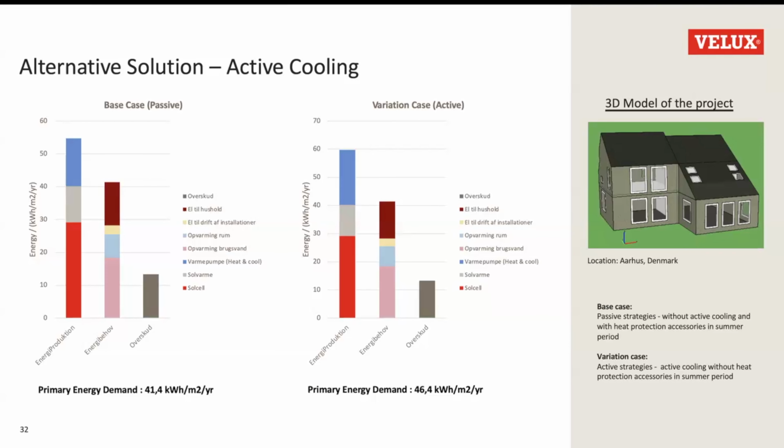But what if it didn't? What if we removed the shutters? Yeah, then I think that would be a case where we would see, in the second graph in the slide, the use of active cooling, and in that case we're increasing the total primary energy demand up to 46.4 originally from 41.4, as you can see.